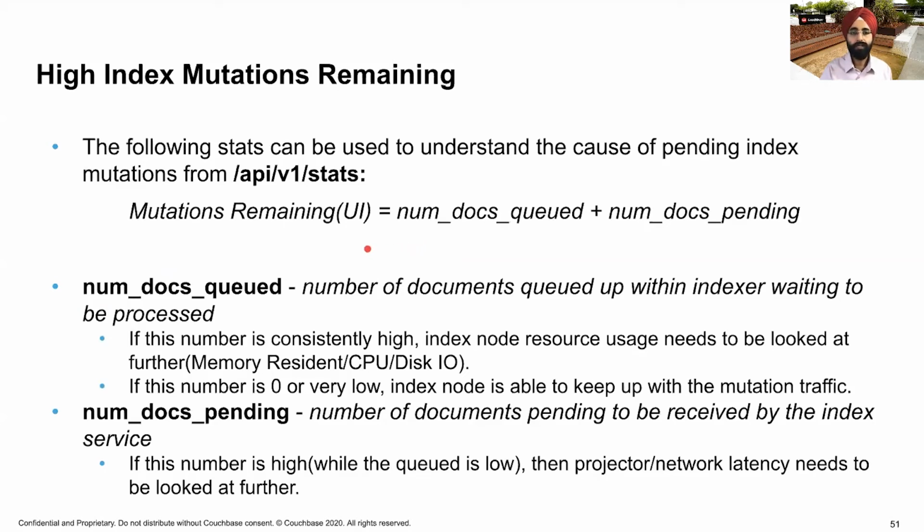For this particular statistic in question, the high index mutations remaining, let's take a look at that one. So the mutations remaining on the UI or admin console that we just saw is actually a sum of two statistics, the numdocs queued and numdocs pending. Let's look at what these mean. Numdocs queued represents the number of documents queued up within indexer waiting to be processed.